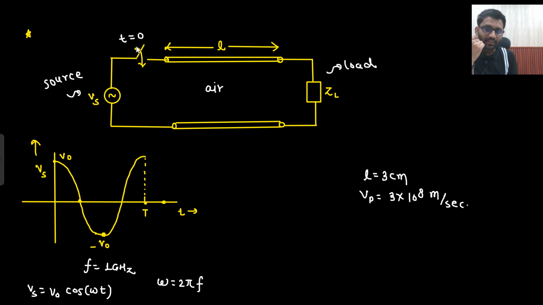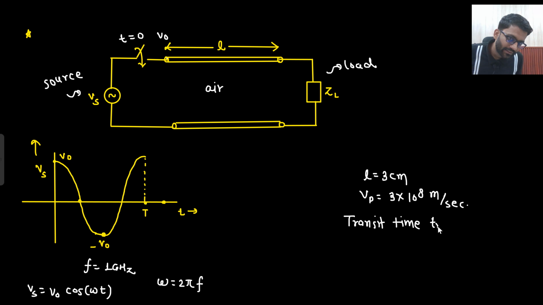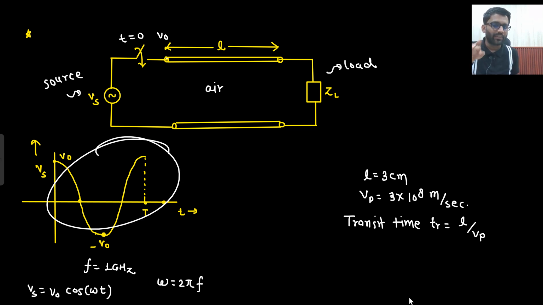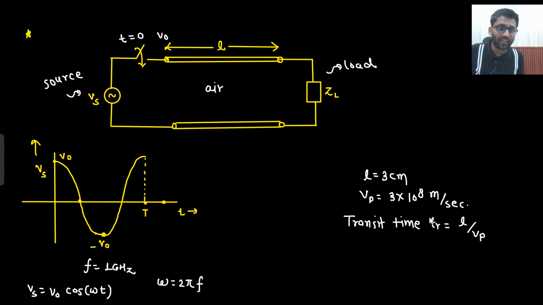Okay. So just as I close the switch, what will happen? Here this V naught potential will come. Just as you close the switch, here V naught potential will come. Now there is something that I defined called as transit time. That transit time is equals to L by Vp. Basically, to cover this distance L, how much time will be required for this voltage wave? For this voltage wave to cover this distance L, how much time it will be requiring?